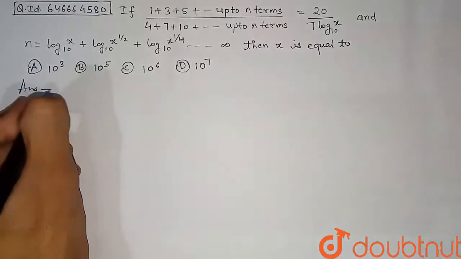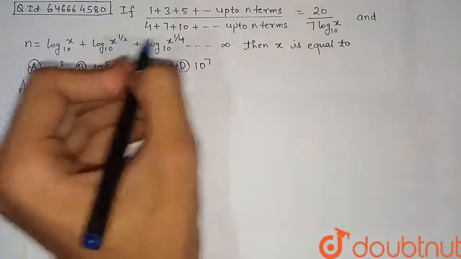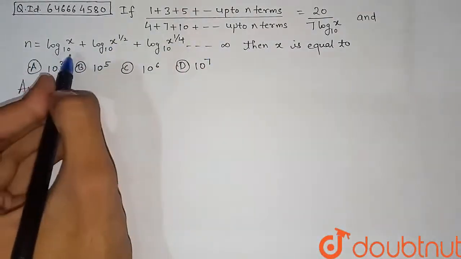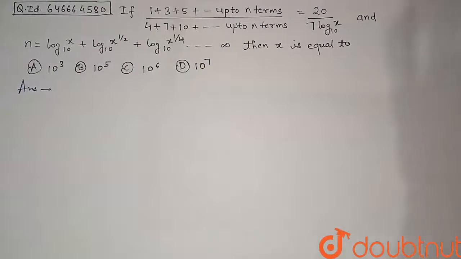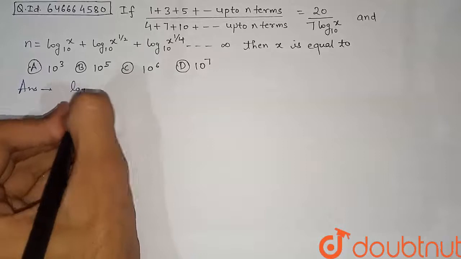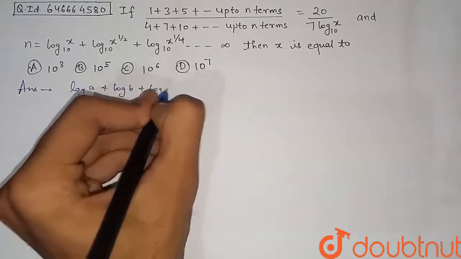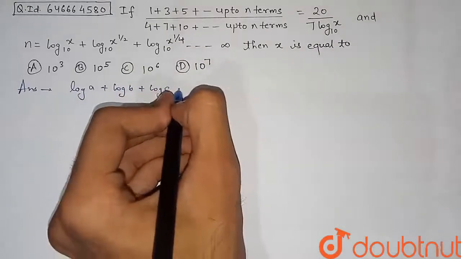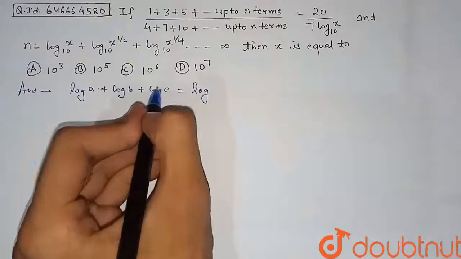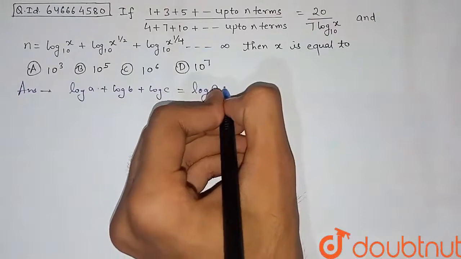So here first we will use the geometric progression, because x^(1/2), x^(1/4) are given in a geometric progression. So first we will obtain the value of n. Here, if we use the basic formula of logarithm, log a plus log b plus log c, if we add all these logarithms, it results in log of a into b into c. It means that all of them are multiplied.